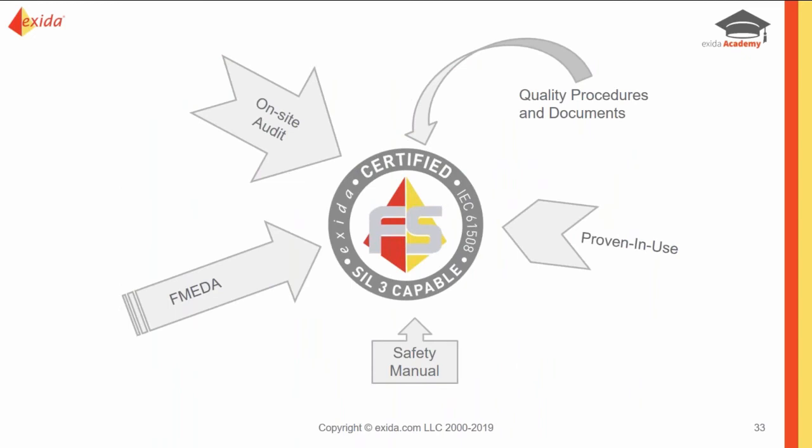So now when you see that safety SIL rating and that stamp, now you know that there's a lot more that goes into that rather than just a checklist and you're done. Think about the FMEDA, the on-site audit, the safety case, if you're doing a proven use, and the safety manual, all go into your SIL rating. All of those things are going to say if you meet a SIL requirement or not.